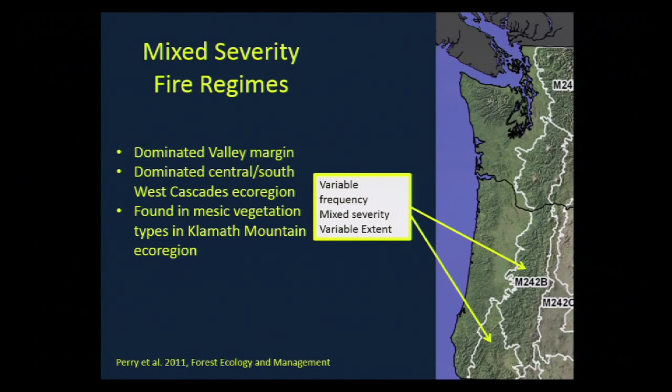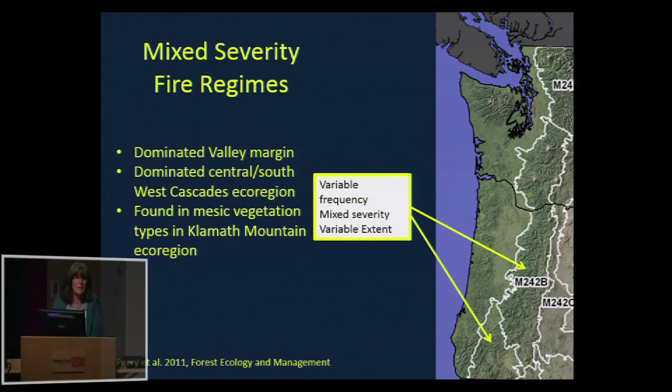So let's move to the mixed severity fire regime. And I think, well, first I'll talk about where it exists and then talk a little bit about the characteristics of it. So this fire regime probably is the most dominant from the central West Cascades down through to the south, and also you find it in the Klamath Mountain ecoregion. And variability is really the name of the game in this fire regime. There were variable frequencies ranging from 30 to 150, variable proportions of severities that were expressed at any one fire, and also variable extent.